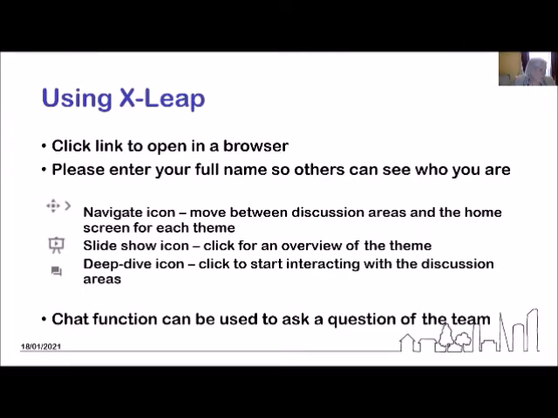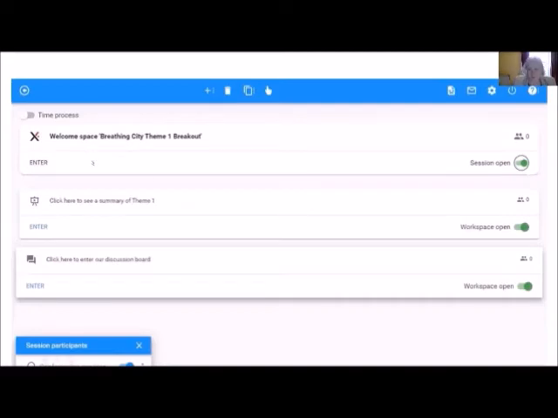There are a number of icons within it. There's a little navigate icon that you can use to move between discussion areas. Within all the themes, we've got a slideshow icon, which will show you a headline slide for the theme. Then click on the deep dive icon and that will get you into the discussion function. There is a chat function in there and also a mic function. We're not using those at all. We'll just use the discussion, but if you want to ask a question, you could always post it in the chat function.